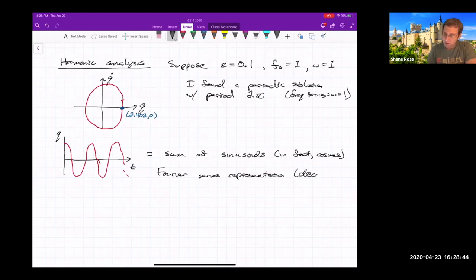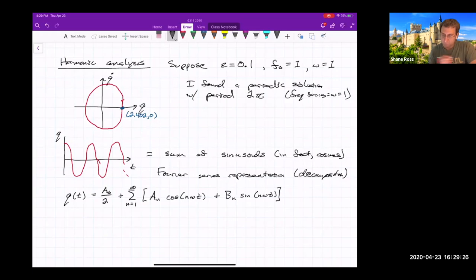Or it's sometimes called the Fourier series decomposition. So what this says is this periodic function Q can be written as a constant term plus an infinite sum, n goes from one to infinity, of these terms: an cosine n omega t plus bn sine n omega t, where the an and bn are constants. And as you go to higher and higher n, you get a more and more faithful representation of your periodic function.